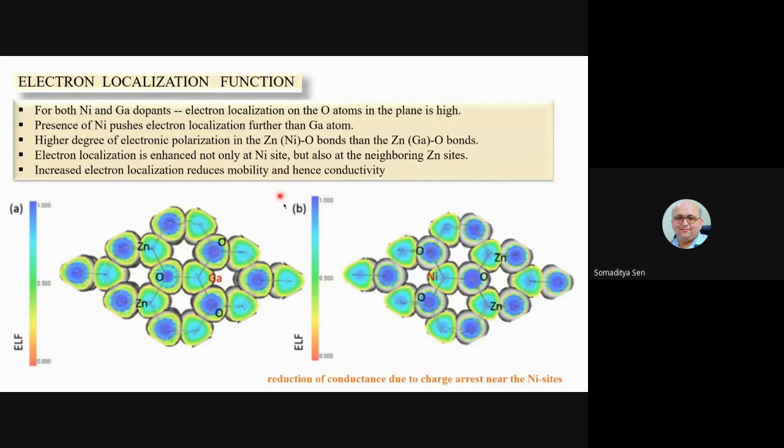And I already talked about this point. This increased electron localization actually reduces the mobility and hence the conductivity. So even if I have gallium and nickel combined, the mobility factor gets disturbed due to the nickel. So if you want a gallium doped material for some reason, but you do not want that mobility, you can dope nickel in it. That is the benefit of going through these studies.